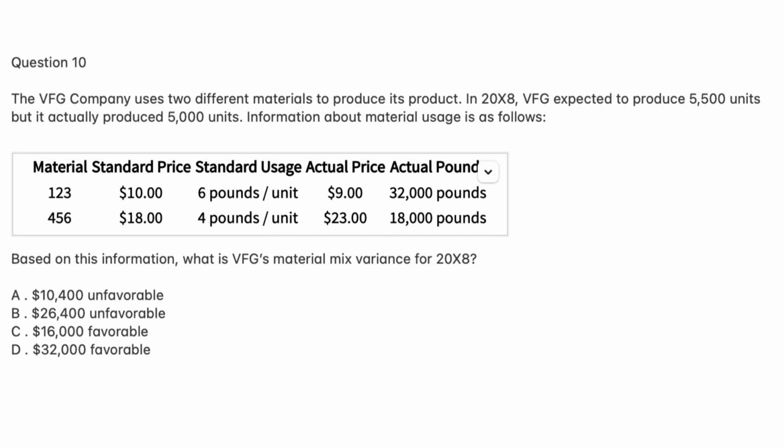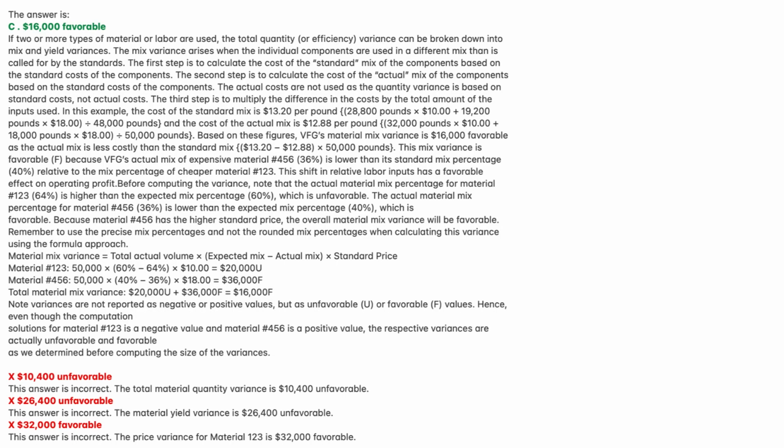A. $10,400 unfavorable. B. $26,400 unfavorable. C. $16,000 favorable. D. $32,000 favorable. The answer is C.